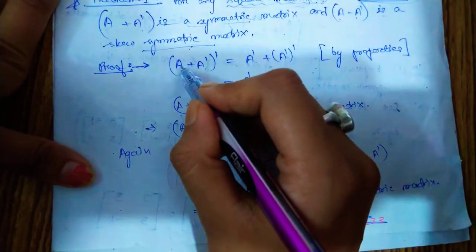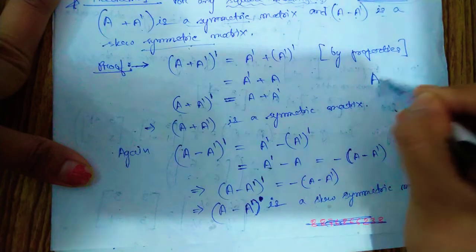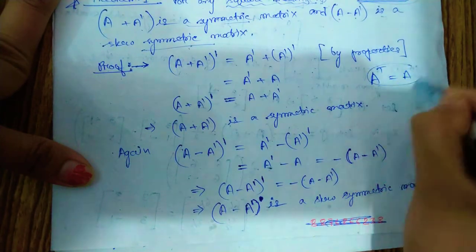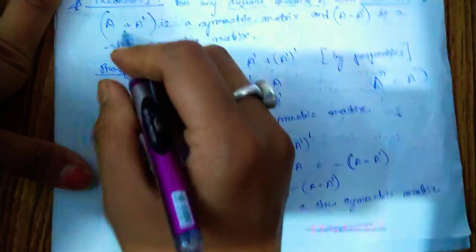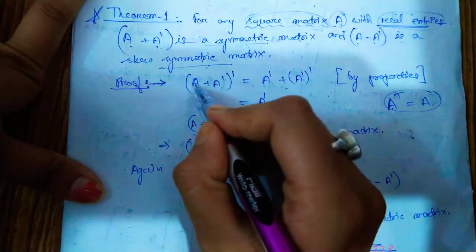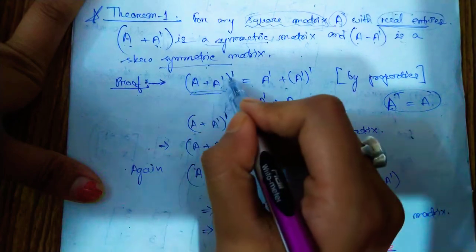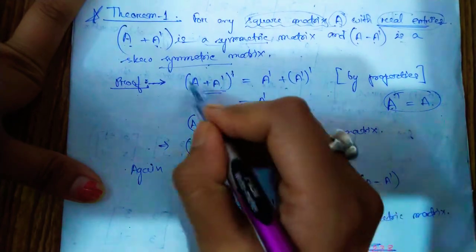For a matrix to be symmetric, we will check that if A transpose equals A, then the matrix A is a symmetric matrix. So we have to show that A plus A transpose is symmetric. We take the whole transpose of this matrix: A plus A transpose, whole transpose.